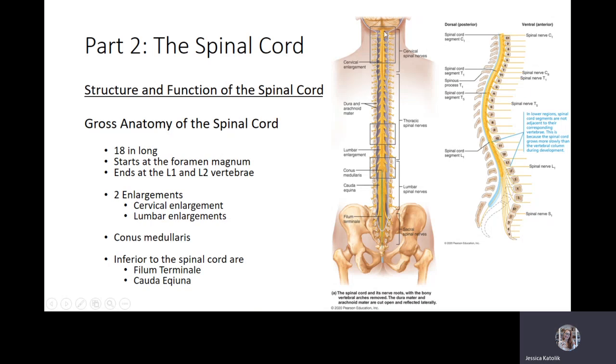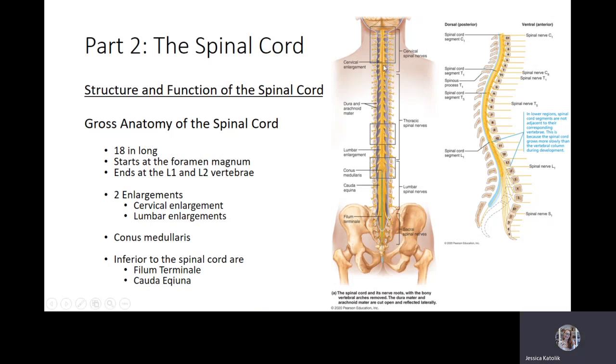So the spinal cord is actually going to start at the foramen magnum. The foramen magnum is the largest hole found in the skull, and the spinal cord will actually go through that hole and meet with the medulla oblongata at that level.